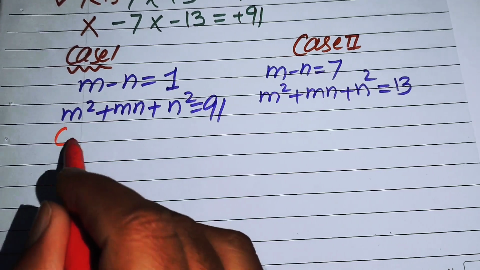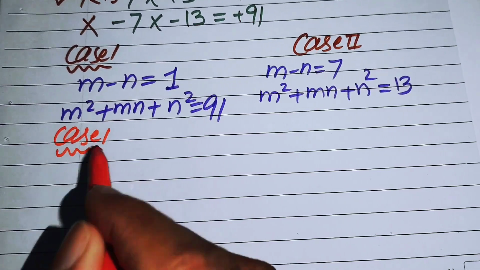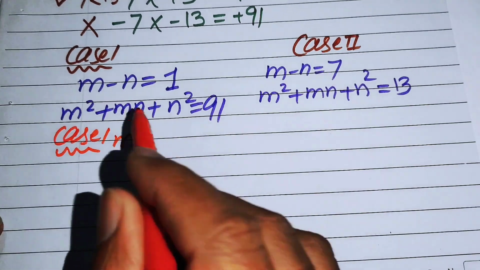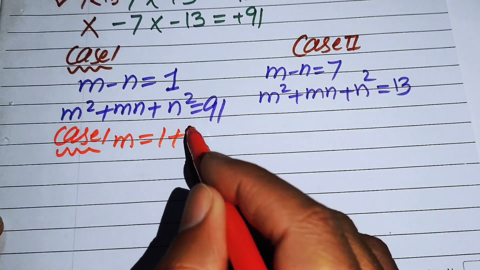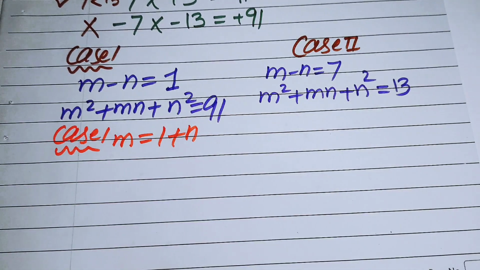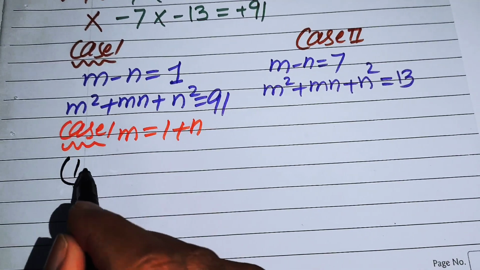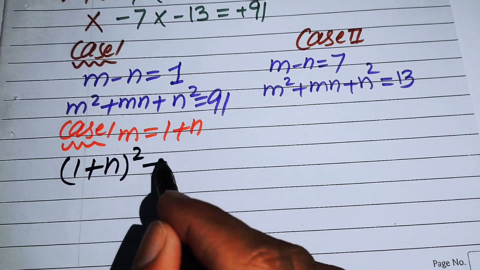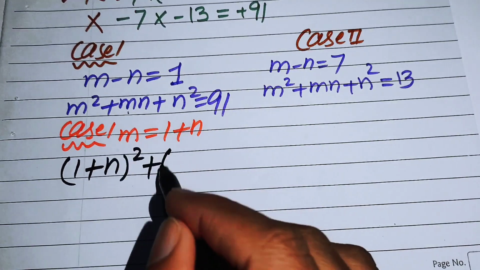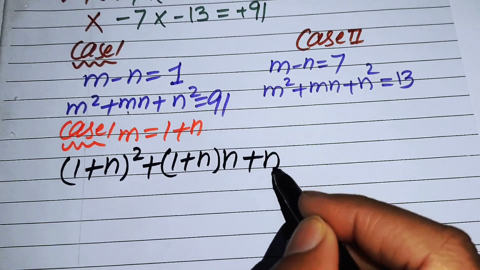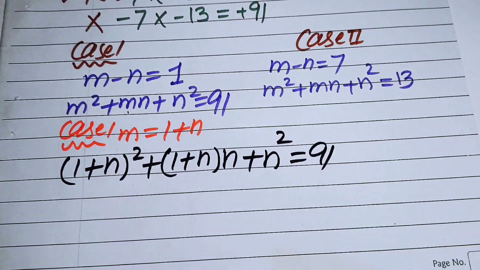So in case number 1, first I can write m equals, we move this minus n to the right hand side, and you have m equals 1 plus n. Now we can put 1 plus n in the other equation, and it equals 1 plus n whole squared, plus m times n, so our m is 1 plus n and n is n, so here you have n squared equals 91.